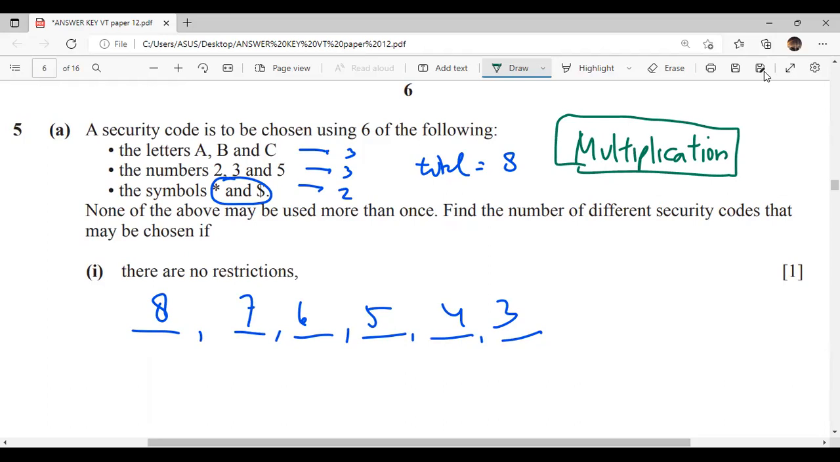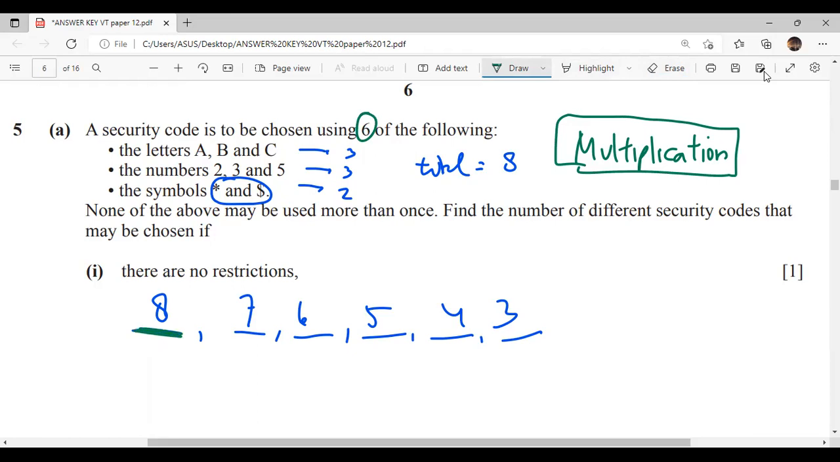A security code is to be chosen using 6 of the following: letters A, B, and C, so we have 3 possible letters; numbers 2, 3, 5; and symbols. We cannot pick just any letter from A to Z, or any number. It's not as free as you think, as with a usual password. It's limited to 3 letters, 3 numbers, and 2 symbols. None of the above may be used more than once. So if you pick A, you cannot repeat A. The total is 8, and what you use is only 6.